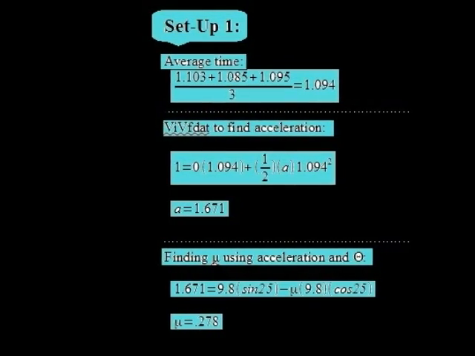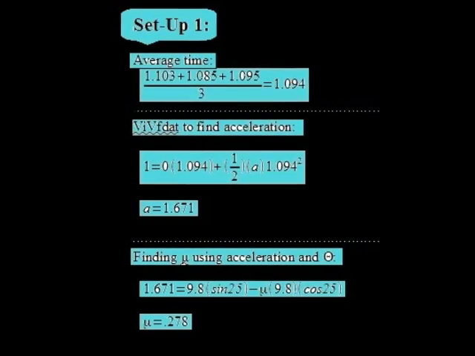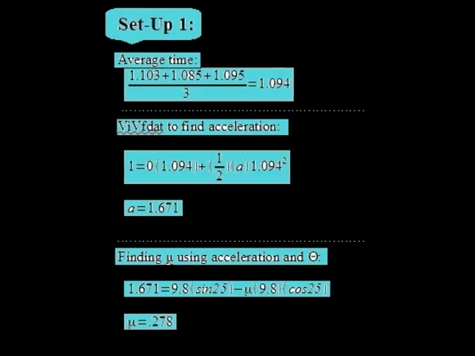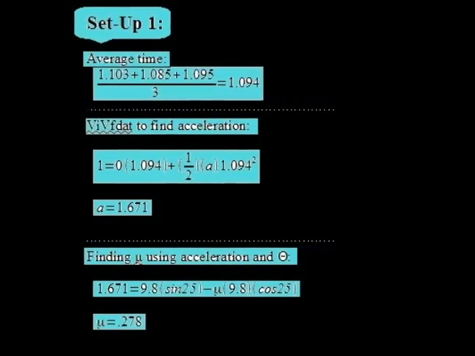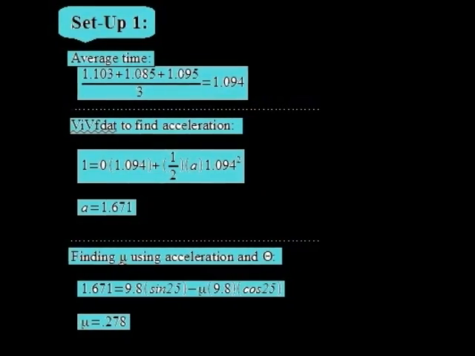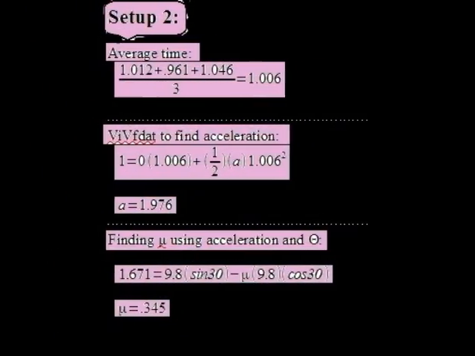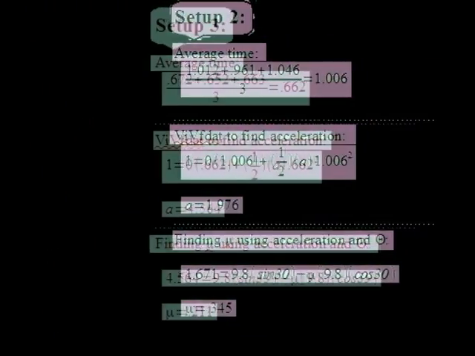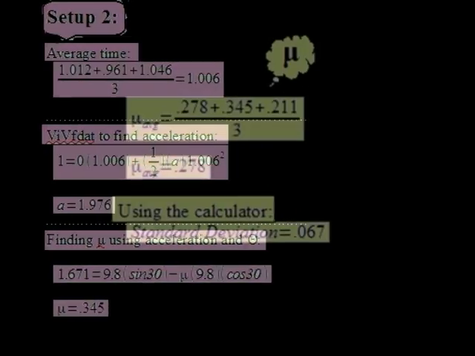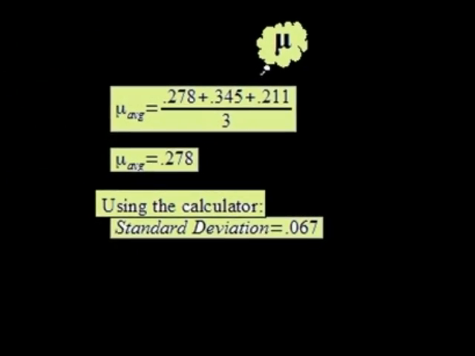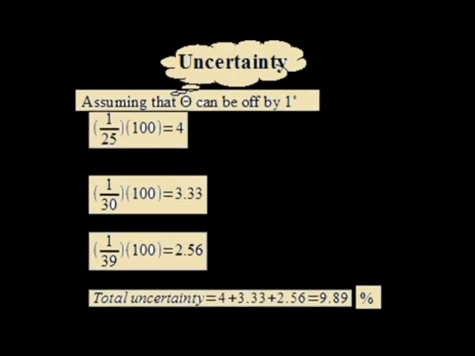To find the average time, we added up all our times and divided by the number of trials we had. We then plugged the time into the kinematic equation and found acceleration. After we found acceleration, we found mu using the acceleration we found and theta. Here's how we found mu. Wow, we're pretty certain.